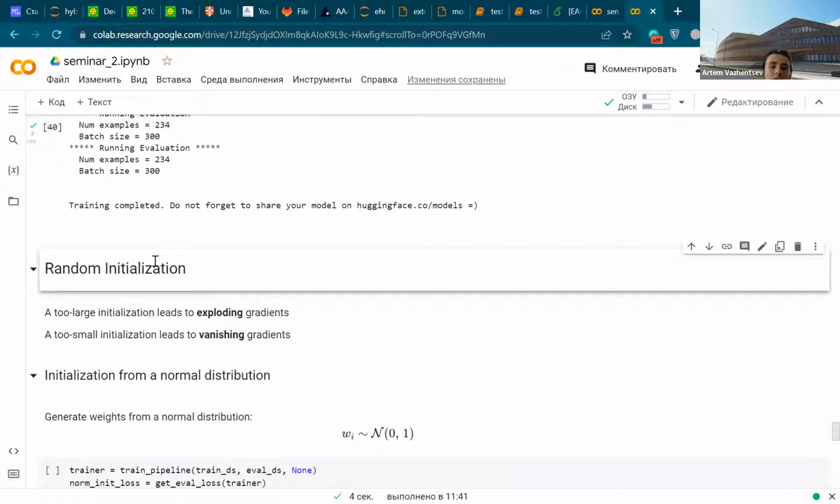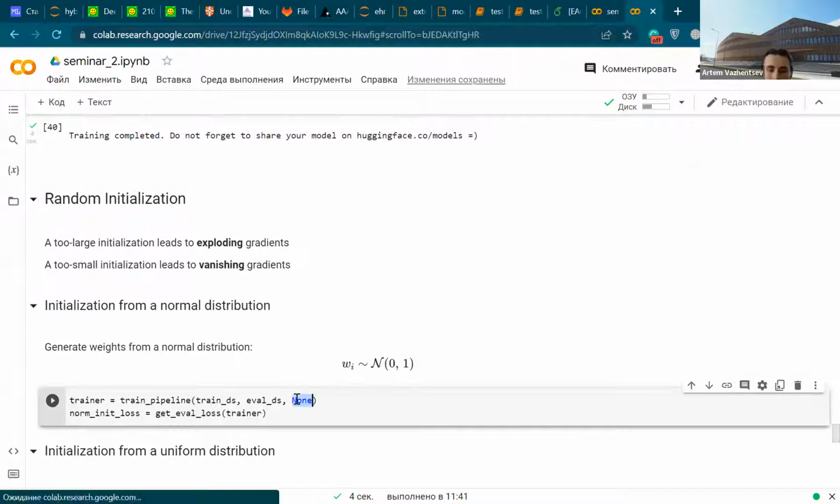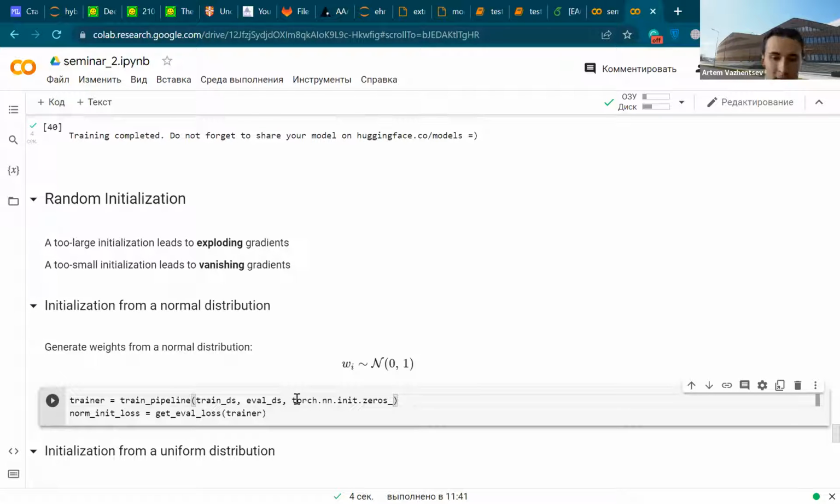Then moving to random initialization, here we need to remember that if we initialize with very large values, it leads to the exploding gradients problem. However, if we initialize with very small values, it leads to vanishing gradients, and all our gradients will be close to zero. From the theory, we can also understand that it must work better than constant initialization with zeros or ones.